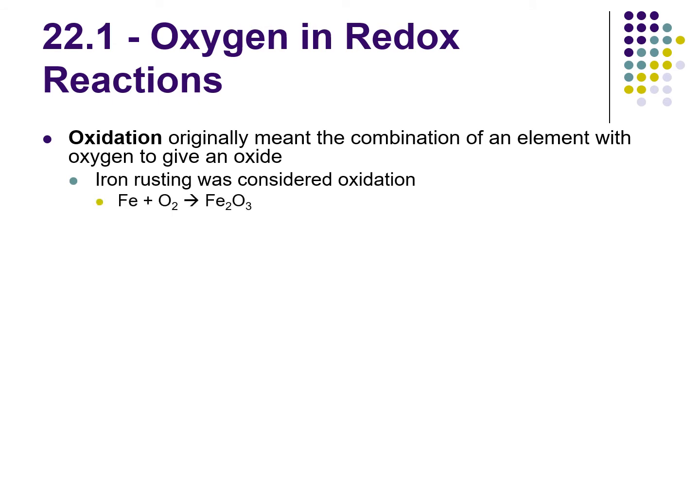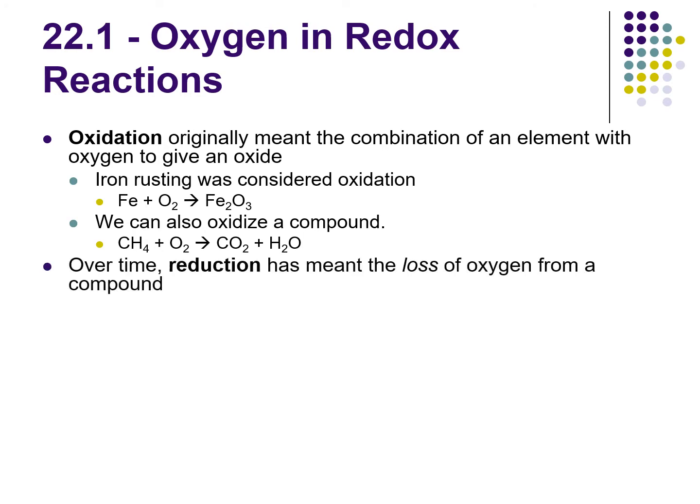So here's that rusting reaction. We can also oxidize compounds, like we can oxidize methane to form carbon dioxide and water. Now, because of this, over time, reduction became the loss of oxygen, hence the word reduction. So oxidation reduction was always originally about gaining or losing oxygen. So we can see here this iron oxide reacts with carbon to form iron and carbon dioxide, which would be considered a reduction reaction.